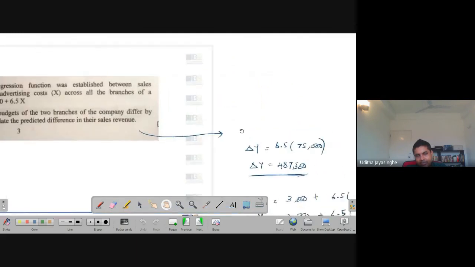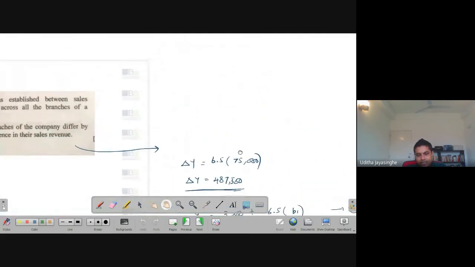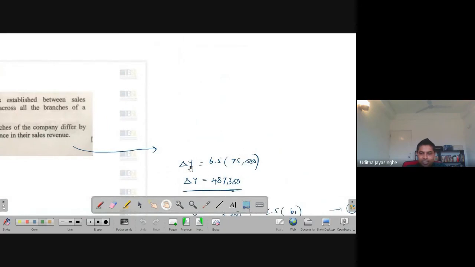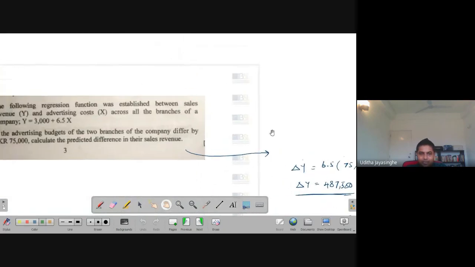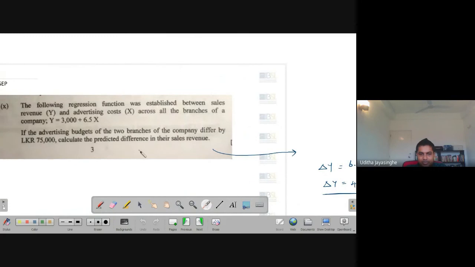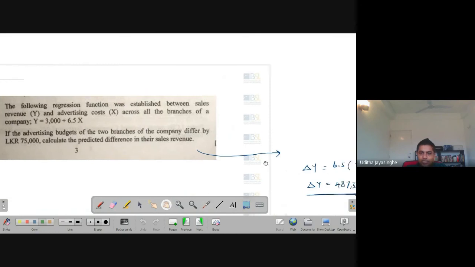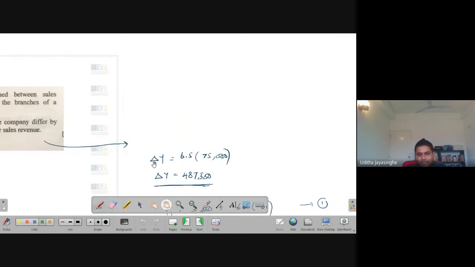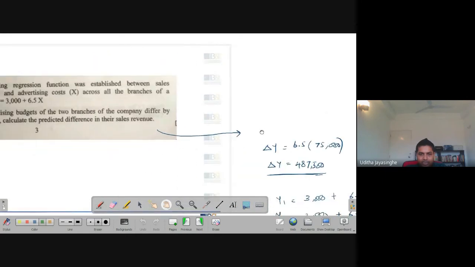So I can give this answer by 2 methods. The first method is quickly I can take the Y delta difference. I'm going to forget about this 3,000 part and apply the difference directly to 6.5. If I do that, my answer is going to be 487,500. This is the correct answer. The difference in sales revenue is going to be 487,500.